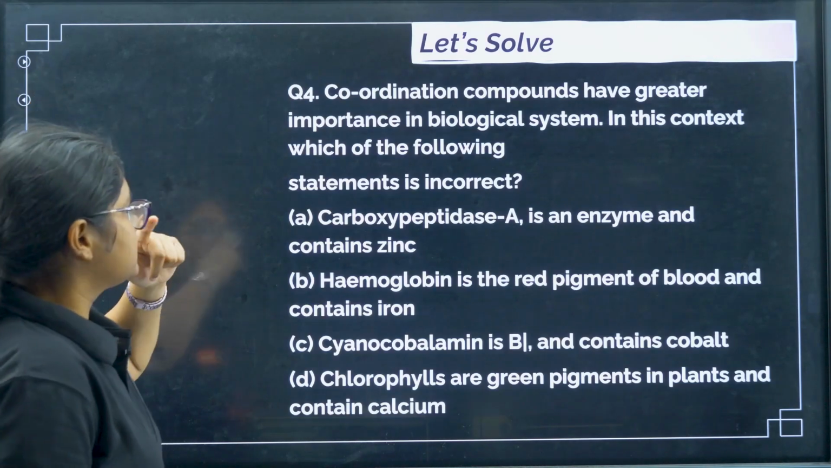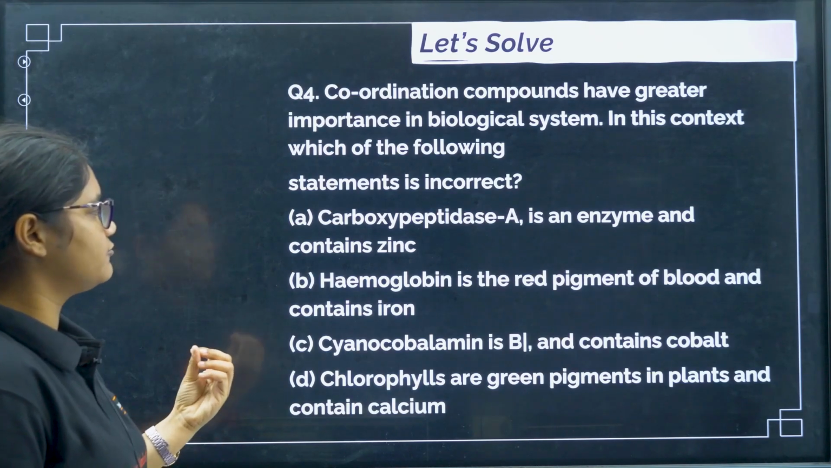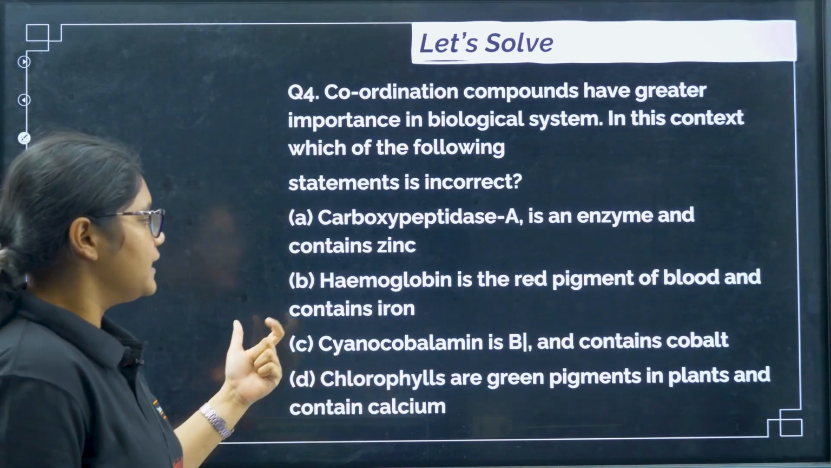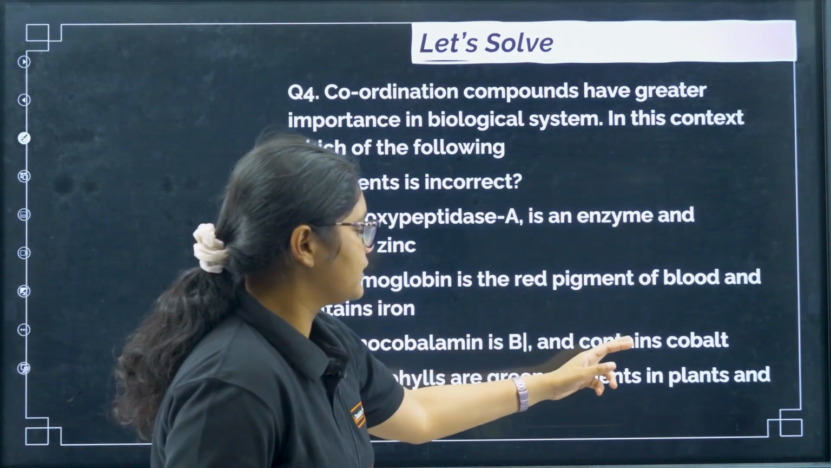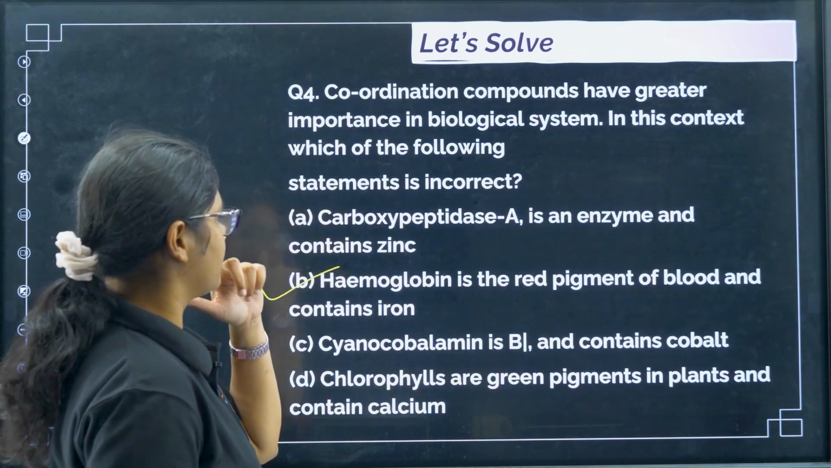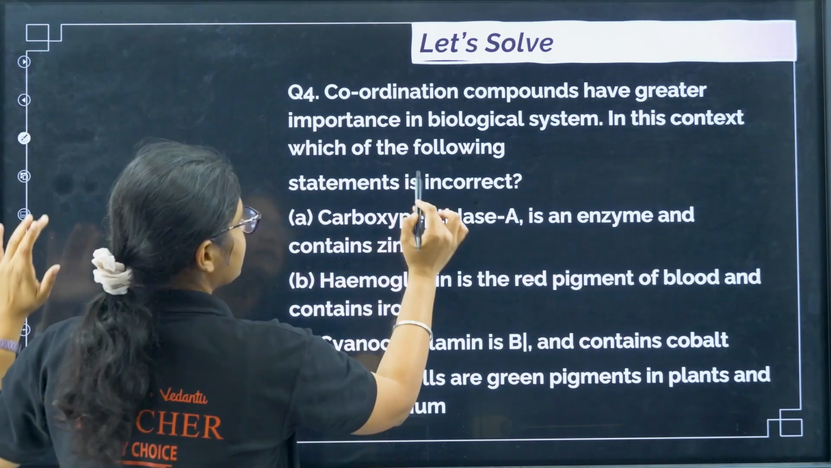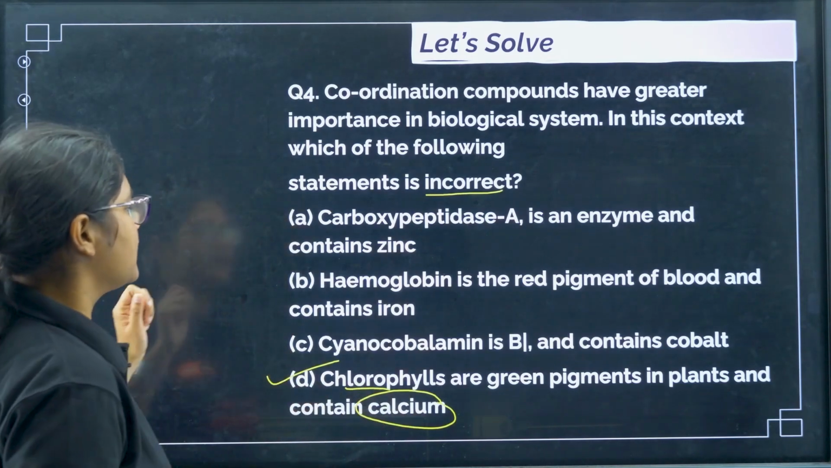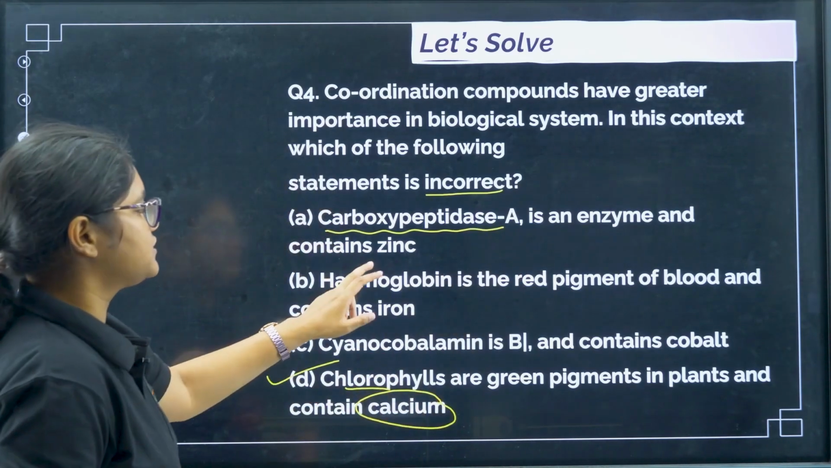Next, coordination compounds have greater importance in biological systems. In this context, which of the following statements is incorrect? Carboxypeptidase A is an enzyme that contains zinc. Hemoglobin is the red pigment of blood and contains iron. Cyanocobalamin is vitamin B12 and contains cobalt. Chlorophyll is generally the green pigment in plants and contains calcium. Okay, sorry, this is asking about the incorrect statement, so I made a mistake here. We know that chlorophyll contains magnesium, not calcium. So option number D is the correct answer. When this question is given, you can also learn about this particular enzyme, carboxypeptidase. It is an enzyme which contains zinc.